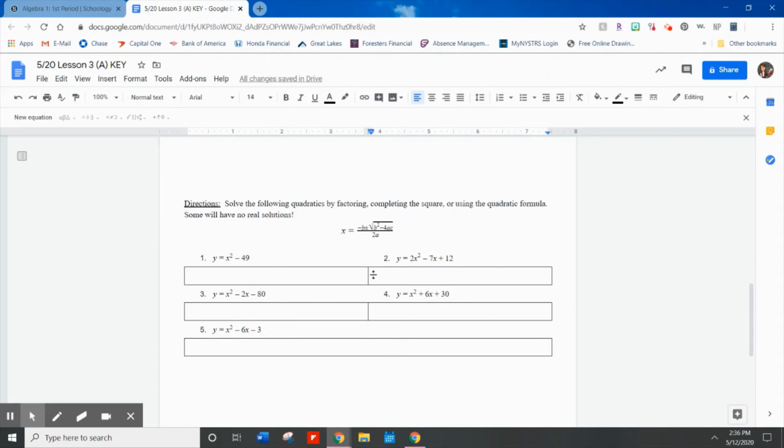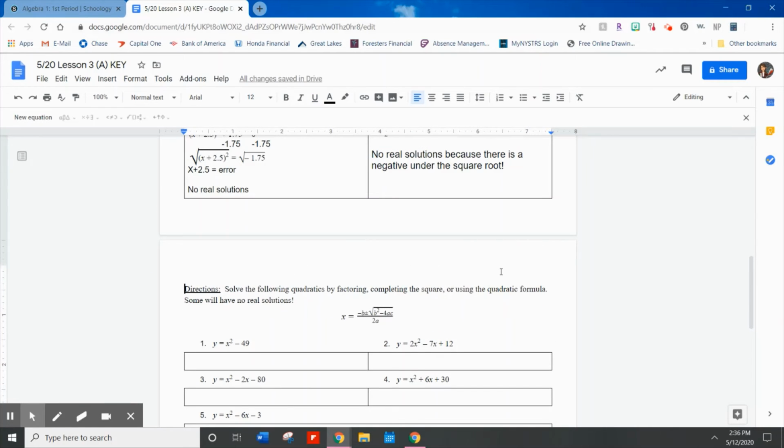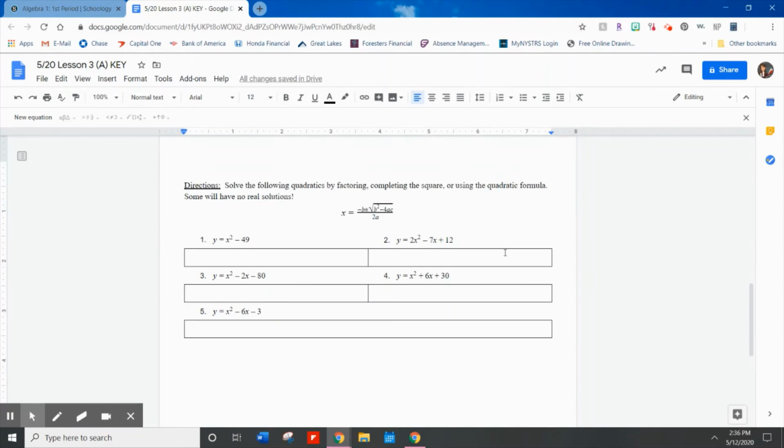It says solve the following quadratics by factoring, completing the square, or using the quadratic formula. Some will have no real solutions. So I think I'll do 2 of these with you, and then you're on your own. It is up to you how you solve them. Factoring only works with some, but if it works, it's probably the easiest way to do it.